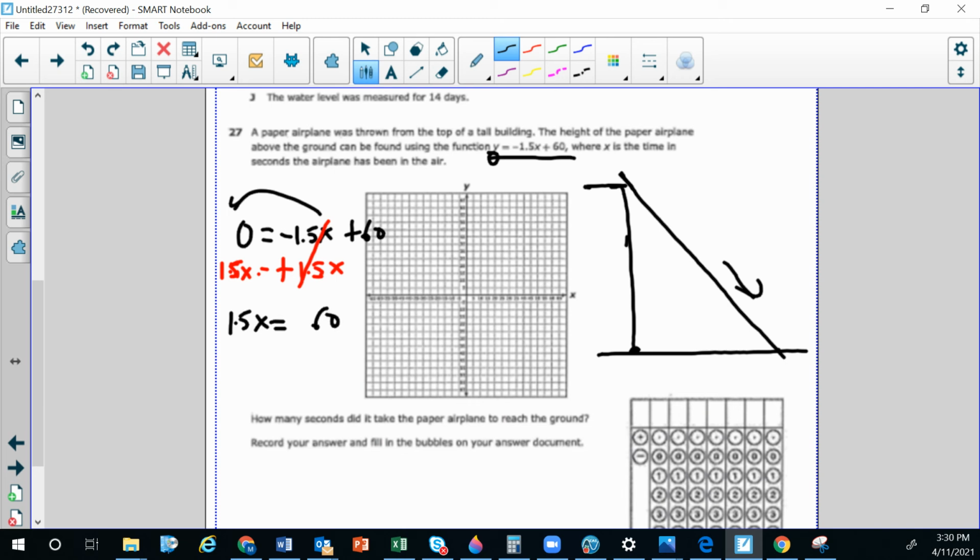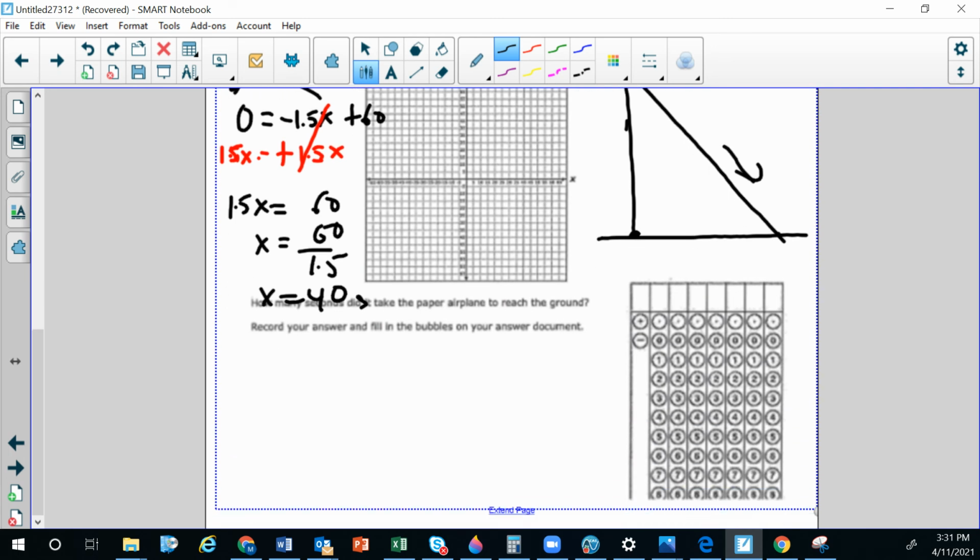And so to find x now, I have to divide 60 by 1.5. That's 60 divided by 1.5, and if you use a calculator, that's going to give you 40. So x is equal to 40 seconds. All you have to do now is go to your gridable. We know it's going to be a plus, 40 seconds, so 4 and 0.